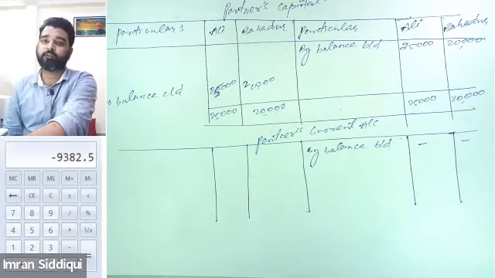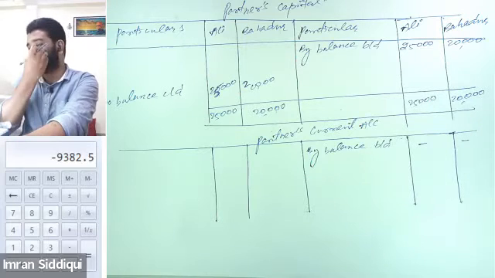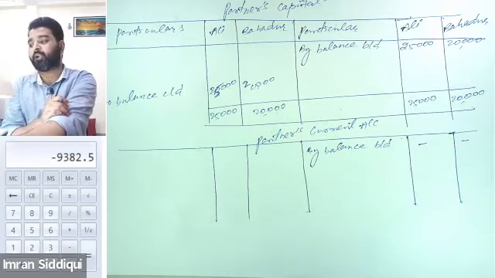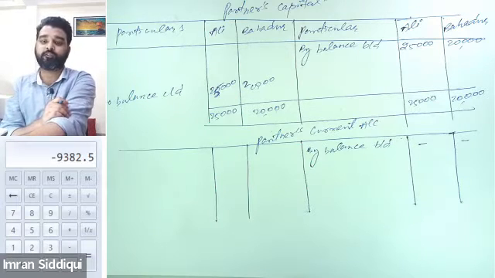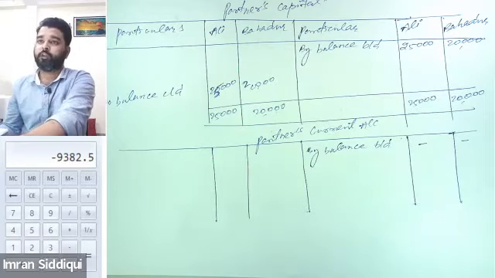Is that clear, everyone? We cannot write down the current account balance until it is given in the question. Since in this question it is not given, we are not writing it. Done, everyone? Is this clear to all of you? Yes, sir. Clear.